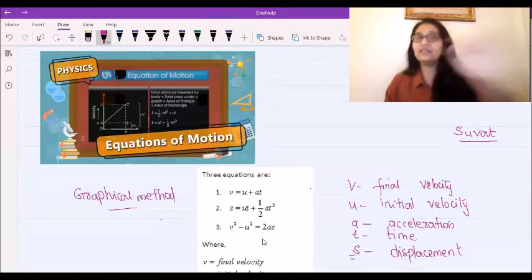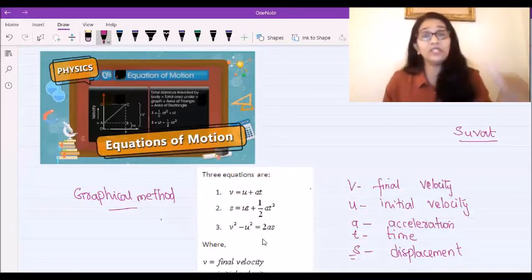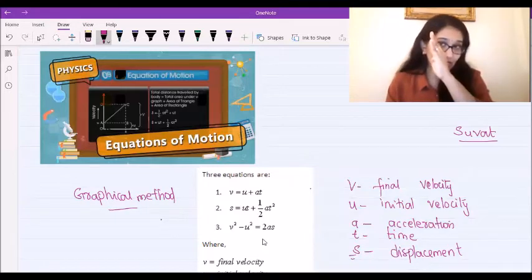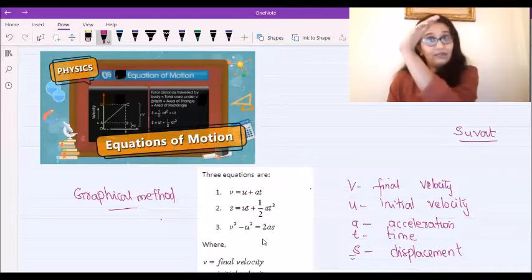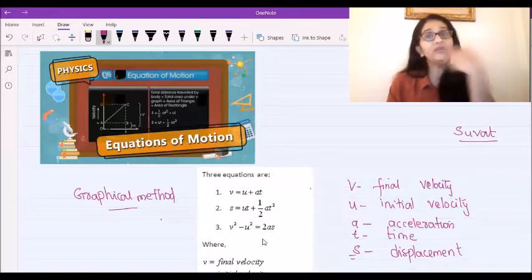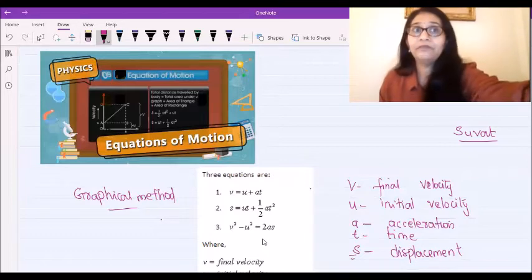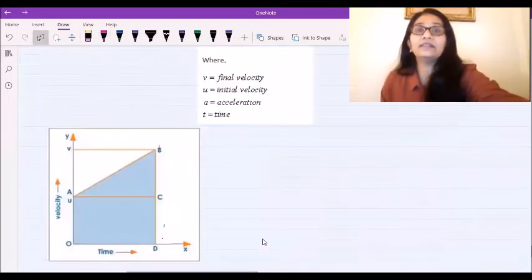Let's see what kind of graph, because in the velocity time graph also we have three different kinds of graph: a straight line parallel to the x-axis, a straight line inclined to the x-axis, and a curved graph. So what kind of graph will we be using for this? Let's check. Here we are going to use a graph like this.